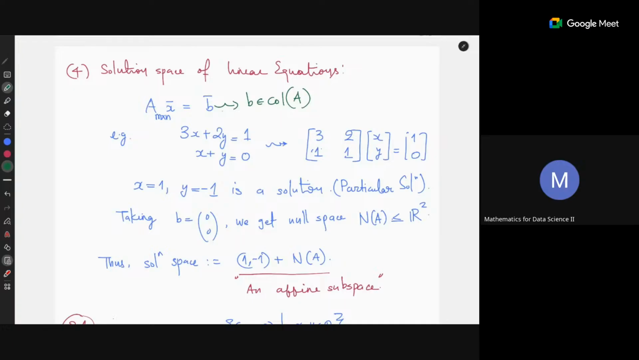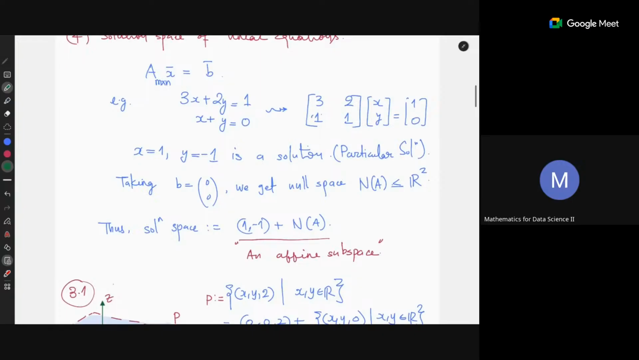Now, we want to find x1 up to xn, this solution set. Solving it for 0, which is again going to be in the column space of A, we will get a null space. For a particular solution we get a particular solution, and then any other solution to that will be a shift of that.